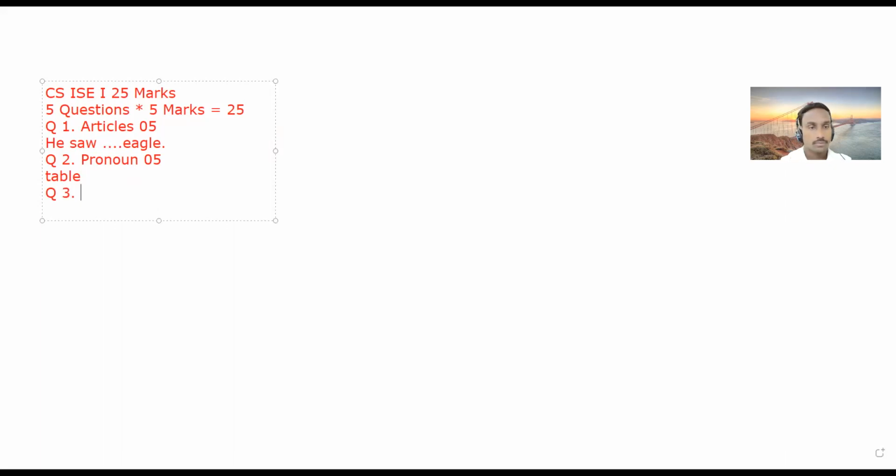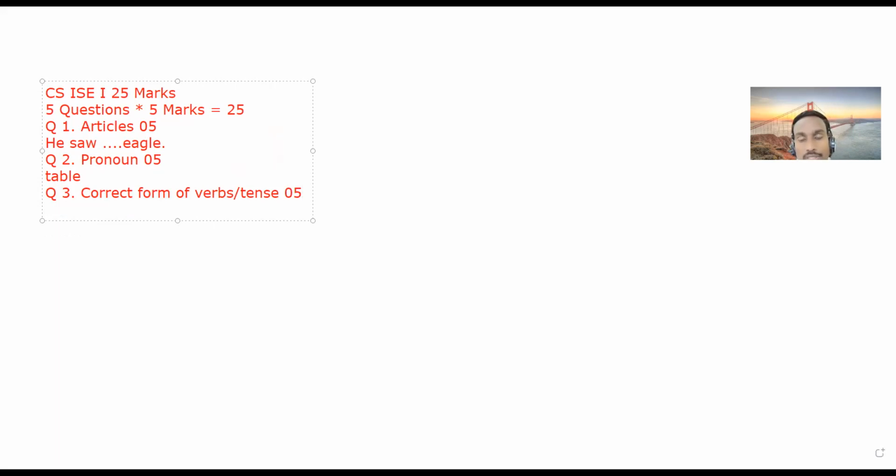No information. Then question number 3 will be based on the correct form of verbs. So here it will be based on verbs. You can relate it with tense also. In fact it is based on tense, but the question will say use the correct form of verbs. And here also you are going to get 5 sentences for 5 marks.